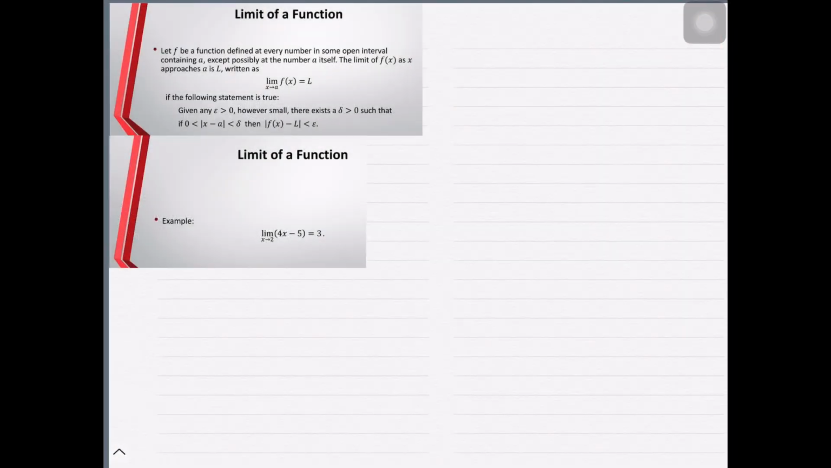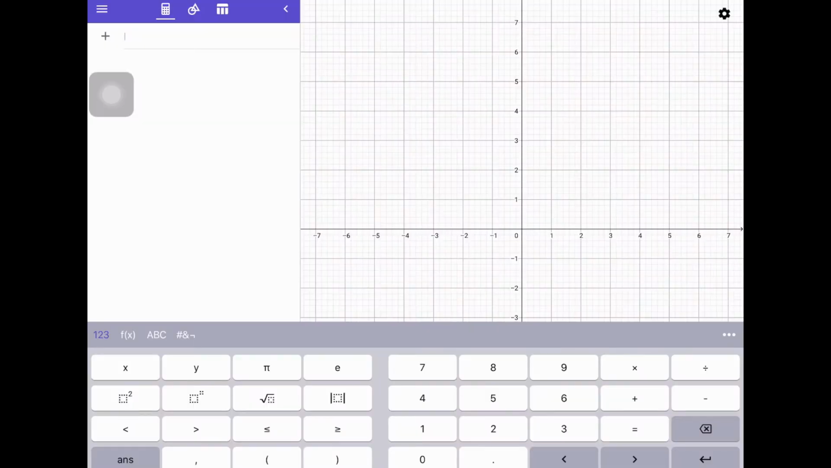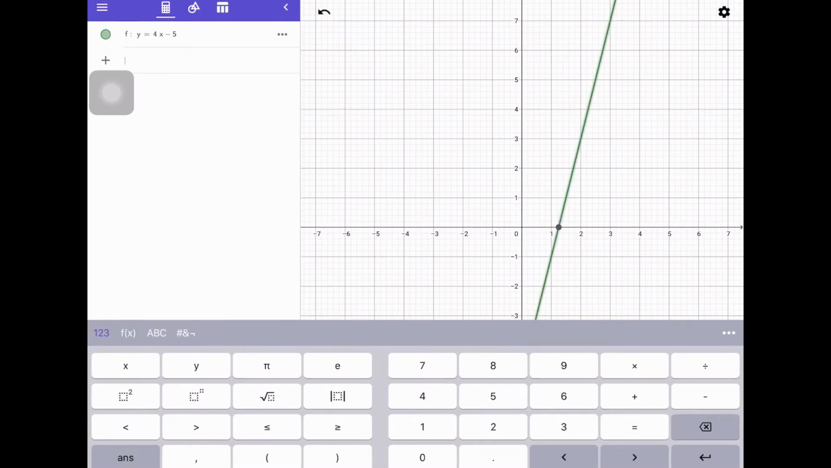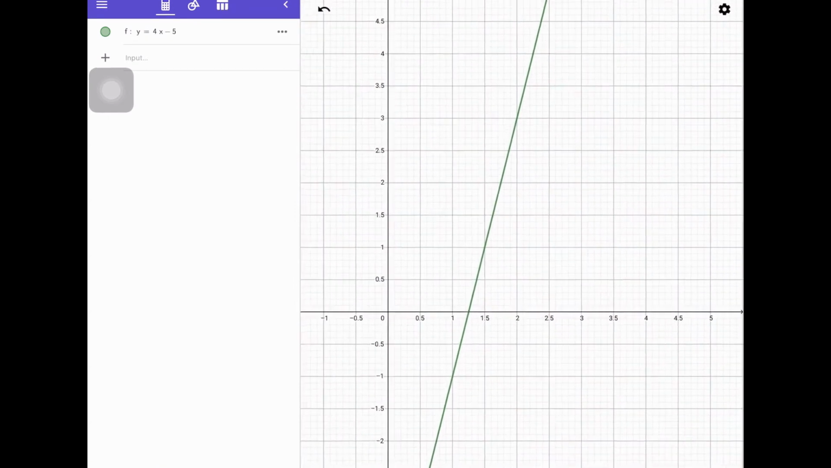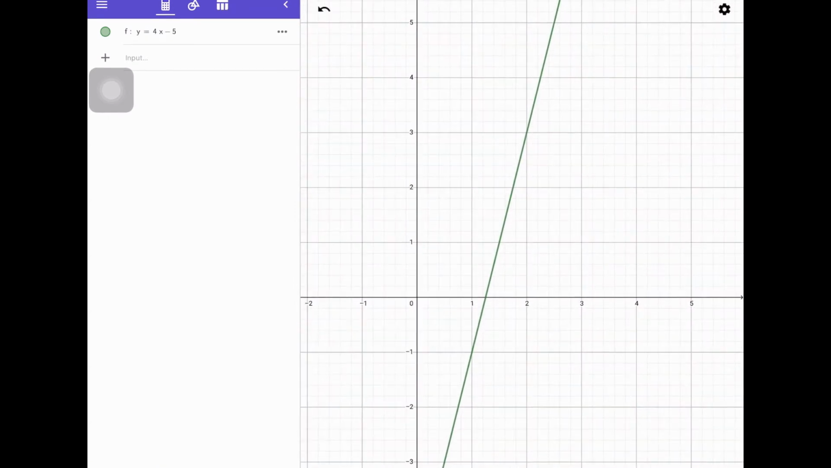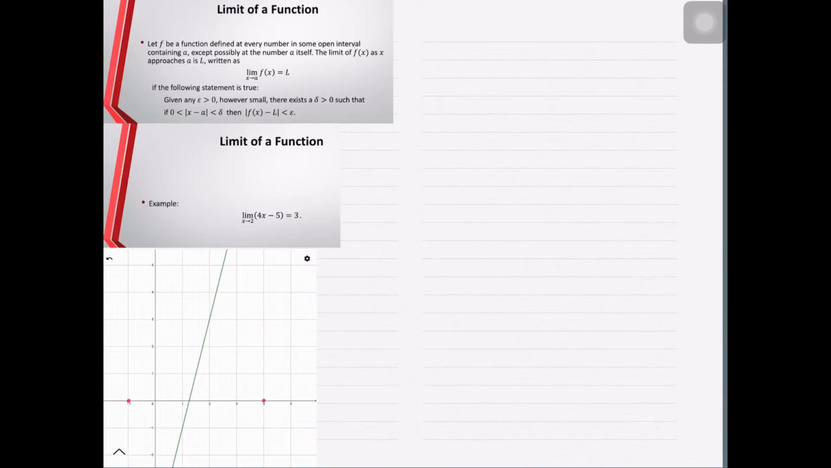To understand this limit of a function, let's consider this example first. Let's discuss how the limit of 4x minus 5 as x approaches 2 is equal to 3. Let's consider this graph of 4x minus 5 with the interval -1 to +4.